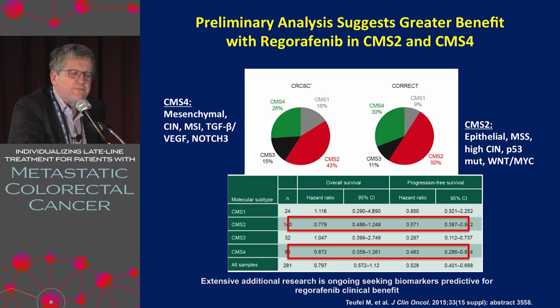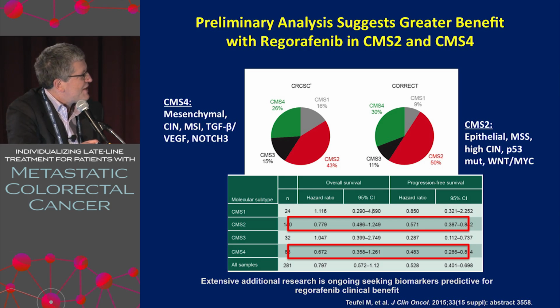In the CORRECT study, an analysis has been presented looking at the different subtypes, and what was suggested, I don't want to say shown, is that in patients with CMS type 2 and CMS type 4, the so-called mesenchymal, which is CMS type 4, and the so-called epithelial, which is CMS type 2, the hazard ratio for overall survival, highlighted in red, was a bit more favorable than in CMS 3 and 1, where there was no benefit.